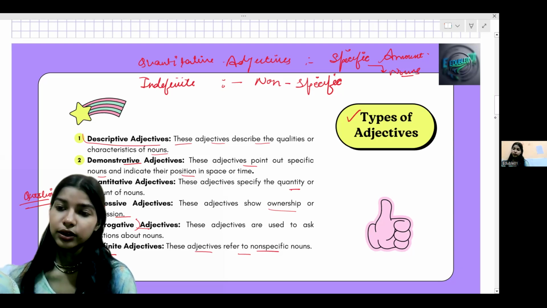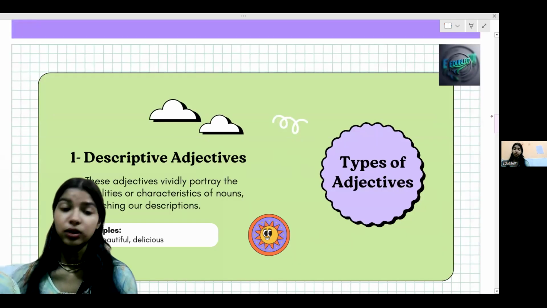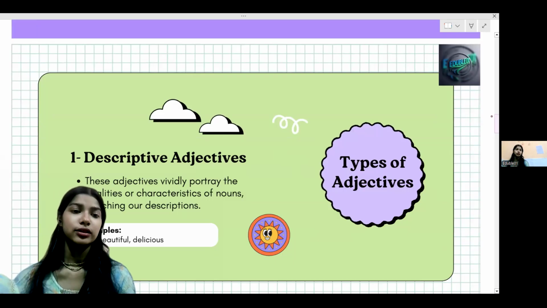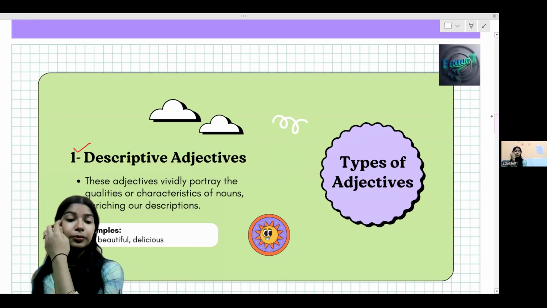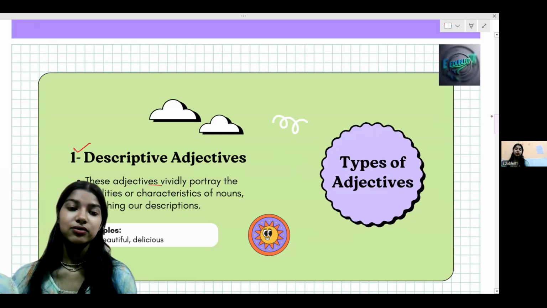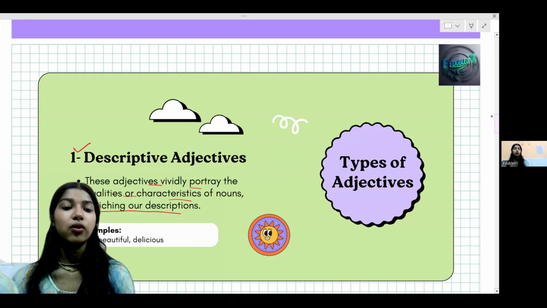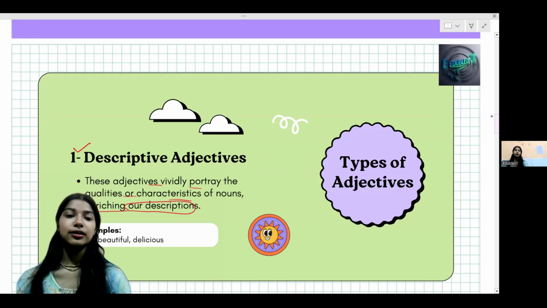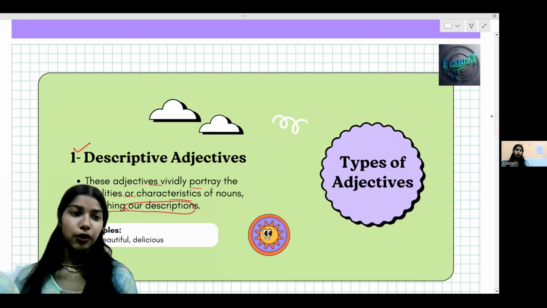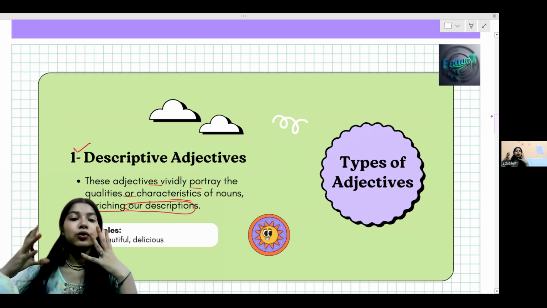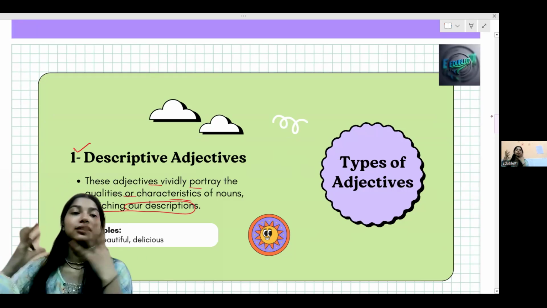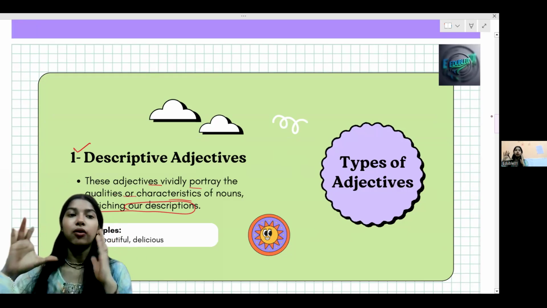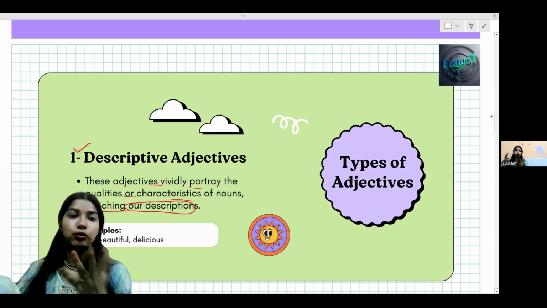So now we are going to learn a little extra. Not extra, but the next part of adjectives. That is descriptive adjectives. These adjectives vividly portray the quality or characteristics of a noun, enriching our description. Means anything that is having a quality, the characteristics of a noun, it tells us the description of the whole noun or whole pronoun or whole thing that is a noun also.